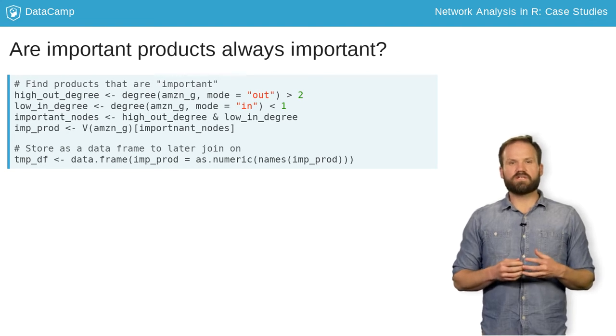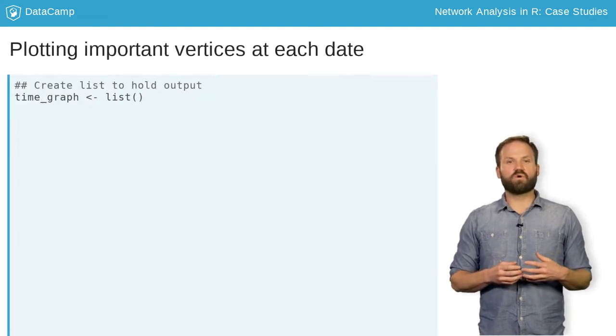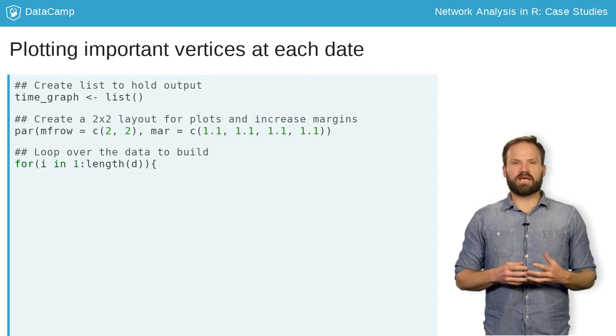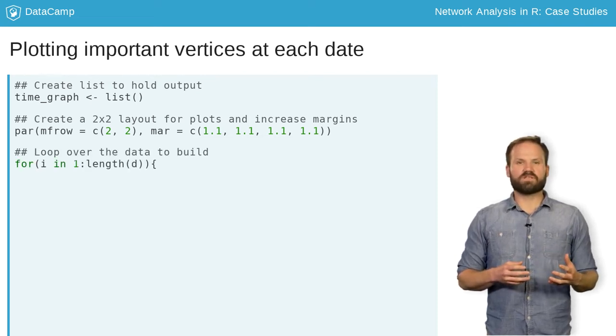Now we want to see how the important vertices look at each snapshot. To do this, we'll need to do a few things. First, we'll create a list that will hold an iGraph object at each timestamp. Because we want to plot at each timestamp all together, we'll set the graphical parameters so we have a 2x2 grid to plot on.